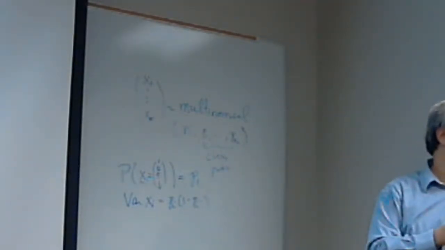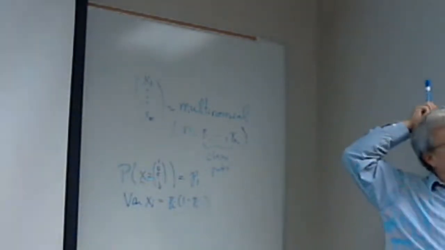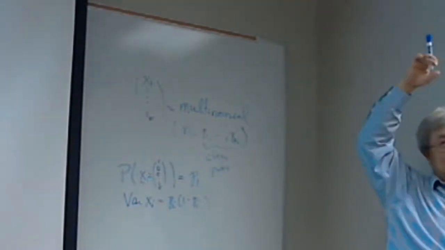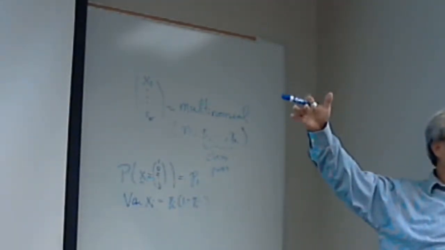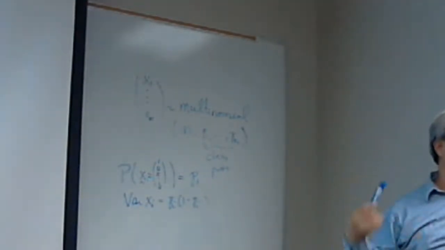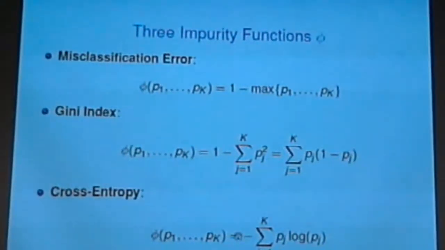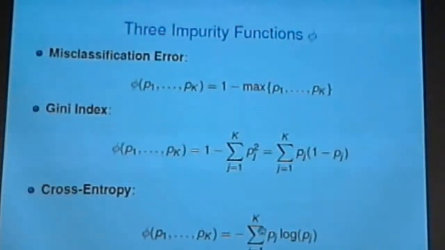So basically, the Gini index is the total variance. In the multivariate sense, this is what is called total variation, summing up all the variances without considering the off-diagonal elements. The off-diagonal elements are the covariances, so we're not looking at the covariance structure. That's the Gini index. And the third one is based on information theory. This has something to do with cross entropy.